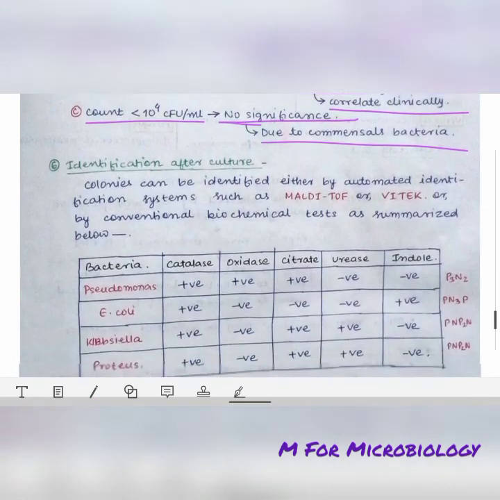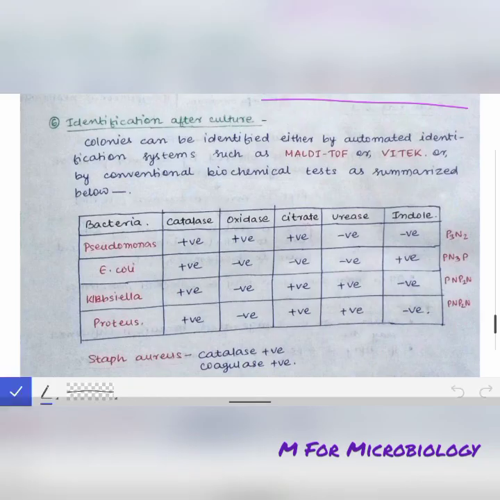Now after this we have to identify the bacteria and say surely which bacteria it is. For that we have to do some biochemical tests. Nowadays the biochemical tests in the laboratory are not done and bacteria are detected on the basis of MALDI-TOF and Vitek, but they can be identified with the conventional biochemical tests, and at undergraduate level these conventional biochemical tests need to be remembered.